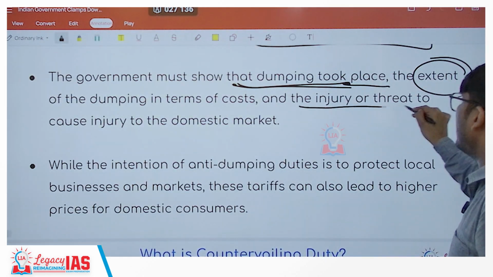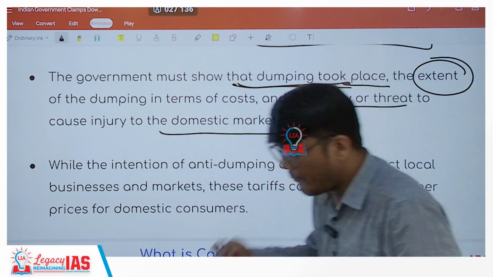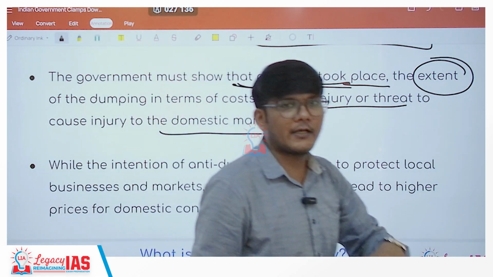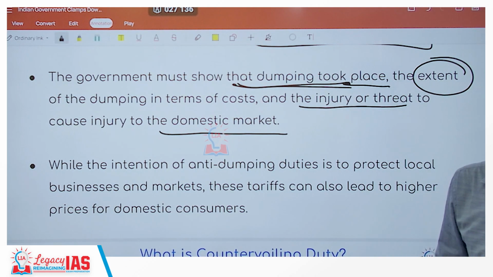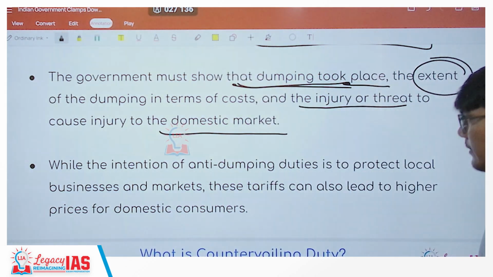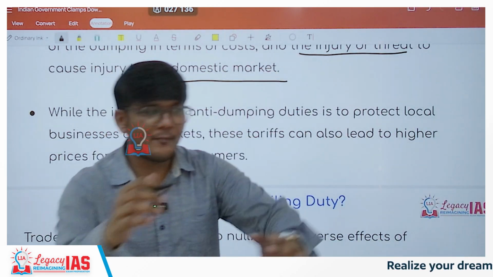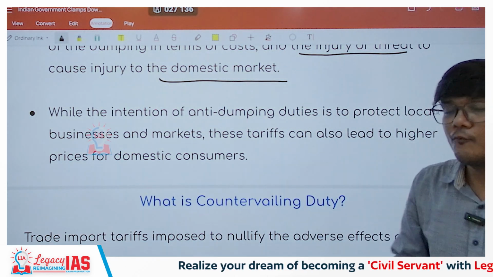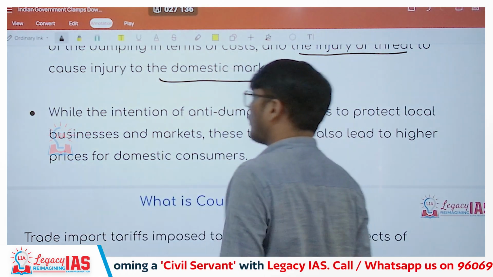And the injury or threat caused to the domestic market. Because the product is cheap, there might be an injury or a threat to the local market, to the local manufacturers. What is that amount? That also needs to be showcased. After showcasing these things, you can implement the anti-dumping duty. Now, of course, when a government implements anti-dumping duty, it safeguards the manufacturers, but for the consumer, what will happen? The price will go up. So that's what this point talks about.